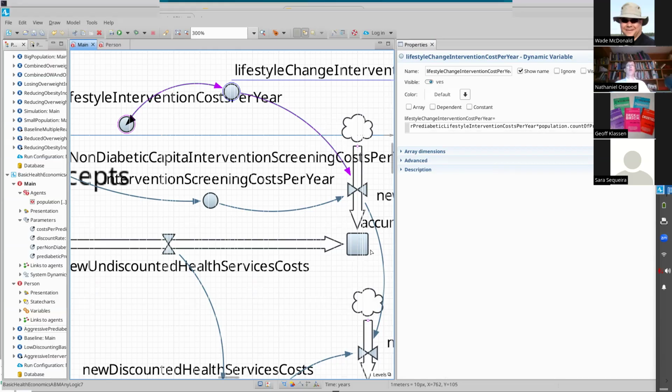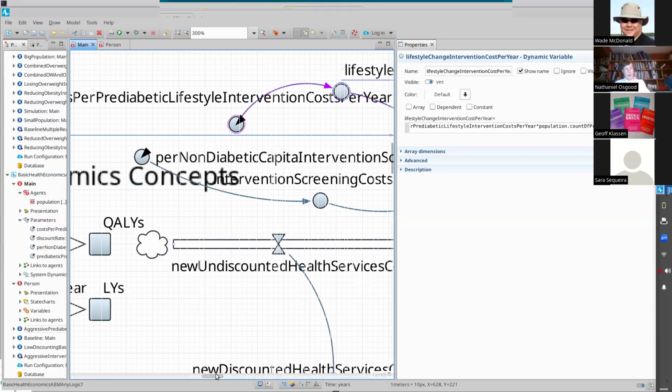For 6 months of a year, half of that will accrue, 5,000. In the next 6 months, another. So this is a per year rate that it's calculating by multiplying the number of pre-diabetics by the cost per year of each pre-diabetic. And then it's a similar thing, mutatis mutandis, with the screening costs. We have cost per year associated with that screening.